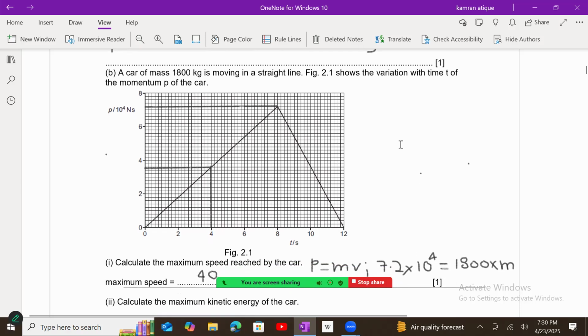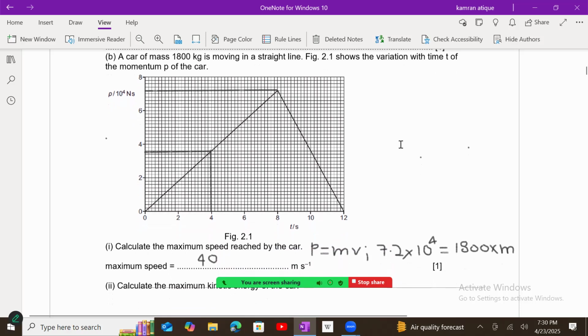After that, the next part is: a car of mass 1800 kilogram is moving in a straight line. Figure 2.1 shows the variation with time t of the momentum p of the car. As you can see, this graph is about momentum against time, momentum on the y-axis. Its unit is not missed here, it is definitely written here: Newton multiplied with seconds, while time is on the x-axis and time is also given in seconds. So this is called the momentum against time graph.